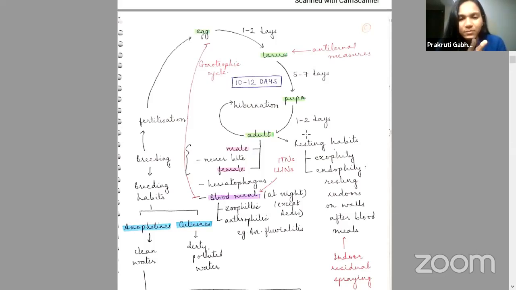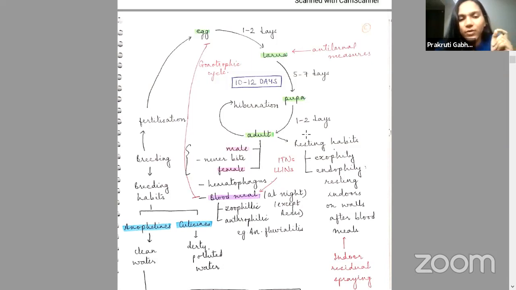Now, the blood meal can either be taken of animals or of humans, and if it's taken in humans, it's called an anthropophilic mosquito, and if it's more prone to taking animal blood, then it's called a zoophilic. So an example of a highly anthropophilic mosquito is the Anopheles fluviatilis.